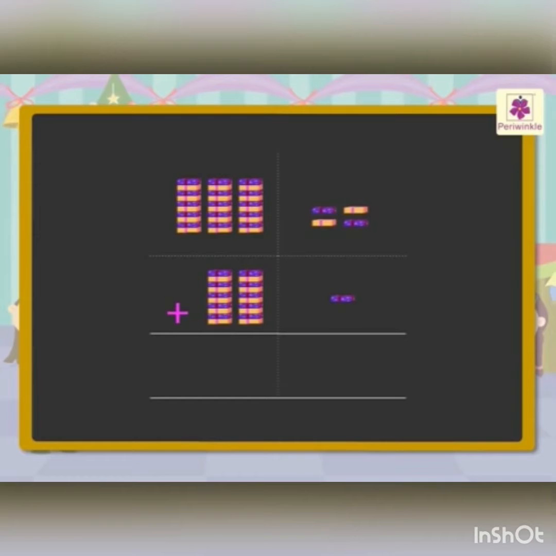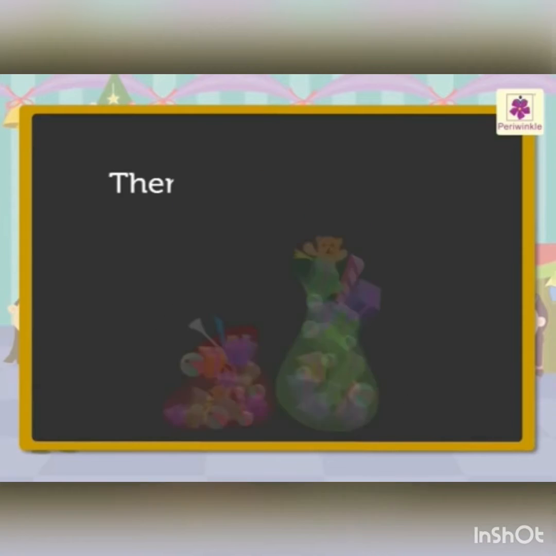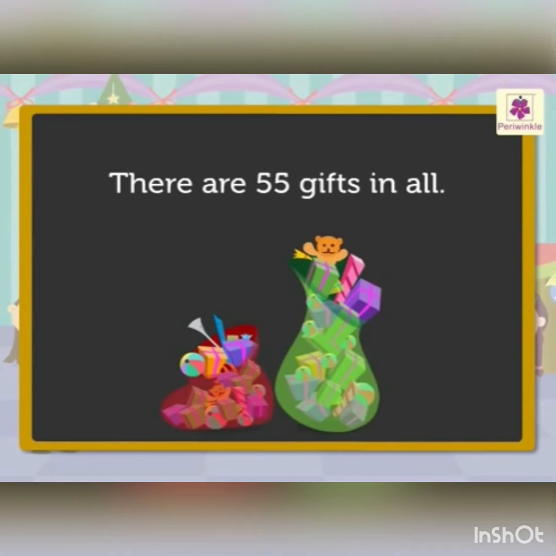4 ones and 1 one is equal to 5 ones. 3 tens plus 2 tens is equal to 5 tens. 5 ones we will write in the ones column and 5 tens we will write in the tens column. So we have 55 in all. We can say there are 55 gifts in all.